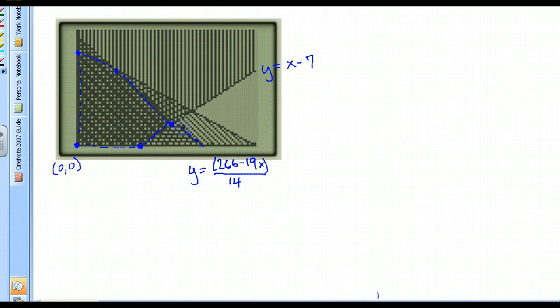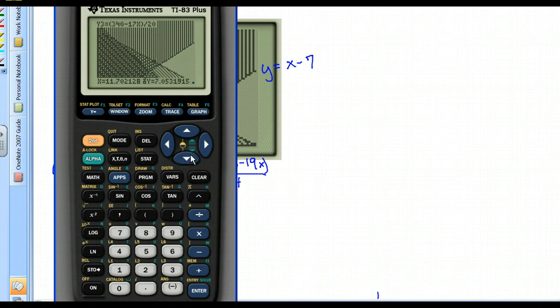That's this one right here. Okay, and then that leaves this one to be the third one. 340 minus 17x over 20.